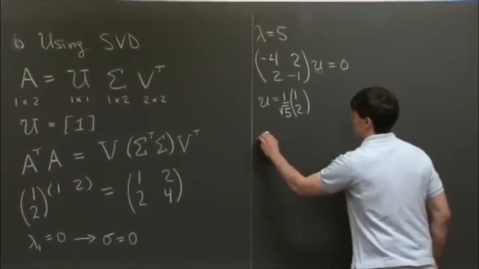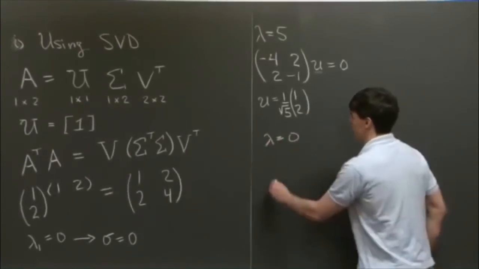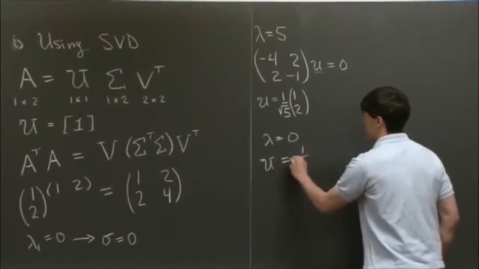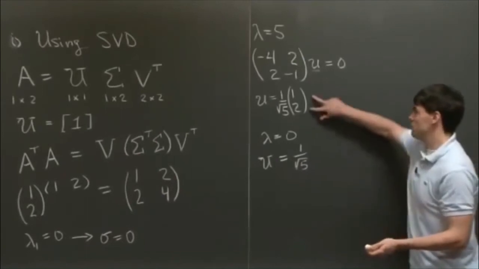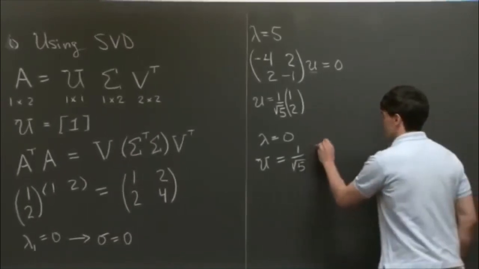And if I go back to the lambda equals 0 case, we also have another eigenvector, which I'll just state. You can actually compute it quite quickly just by noting that it has to be orthogonal to this eigenvector, 2 and 1.